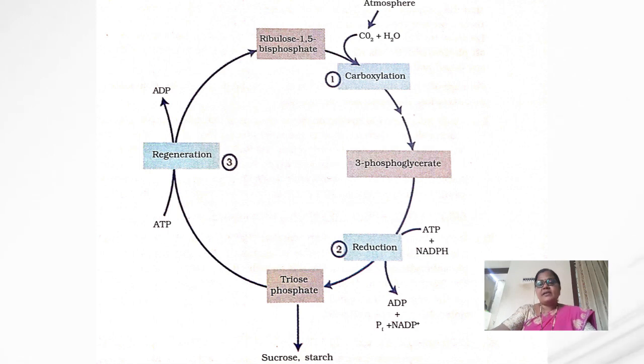Now I will show the diagram. See, this is the diagram for the Calvin cycle, which is described by 3 phases. What are those phases? First one is the carboxylation phase, then the reduction phase and the regeneration phase. This is the diagram of the Calvin cycle.